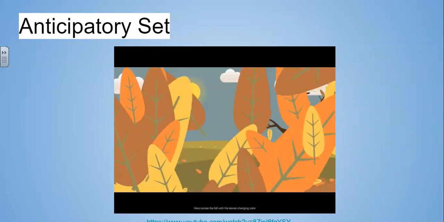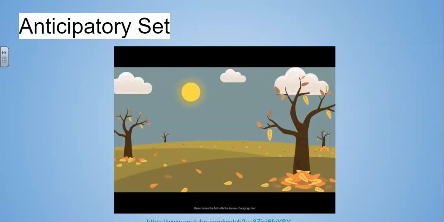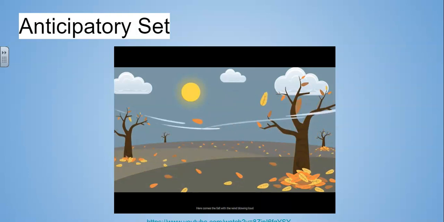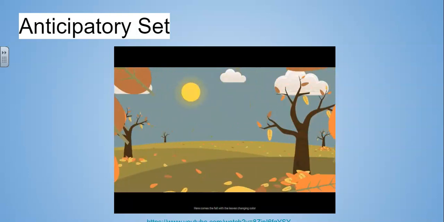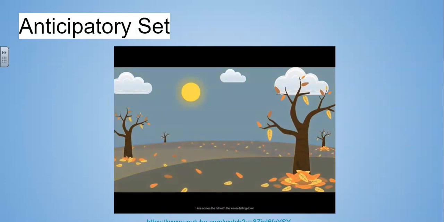Seasons of the year. Here comes the fall with the leaves changing color. Here comes the fall with the climate getting cooler. Here comes the fall with the leaves falling down. Here comes the fall with the wind blowing loud. Here comes the fall with the leaves changing color. Here comes the fall with the climate getting cooler. Here comes the fall with the leaves falling down. Here comes the fall with the wind blowing loud.